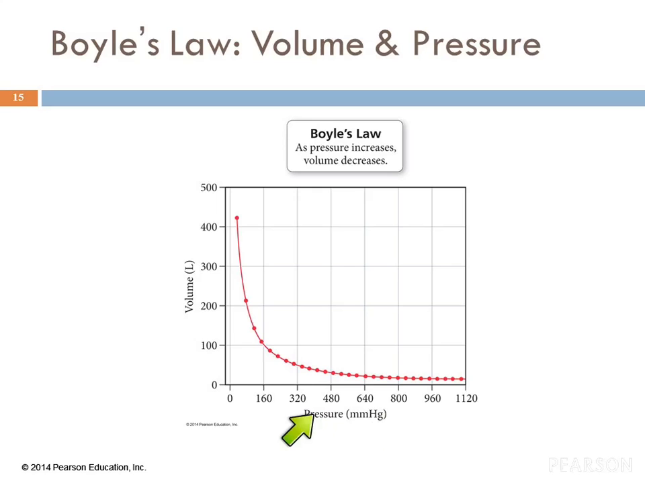So they varied the pressure, measured in millimeters of mercury, and they measured the volume. And what they found was, at low pressure, it had high volume, and as the pressure increased, the volume decreased. This is called an inverse relationship. When one goes up, the other goes down. When the first one goes down, the second one goes up. They go opposite of each other. Inverse relationship.